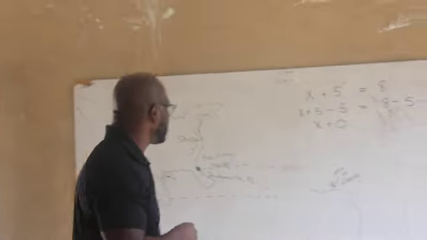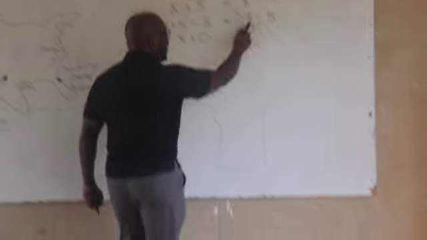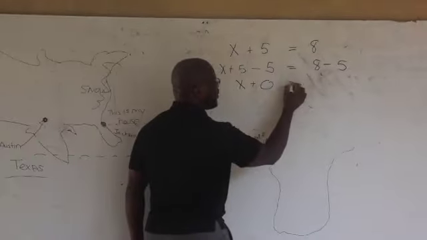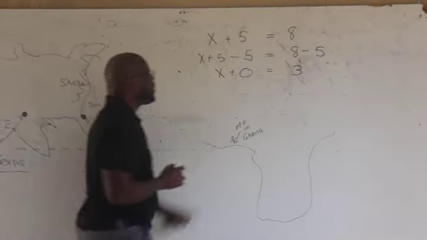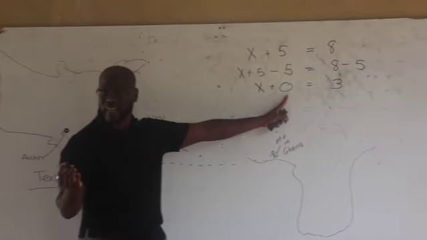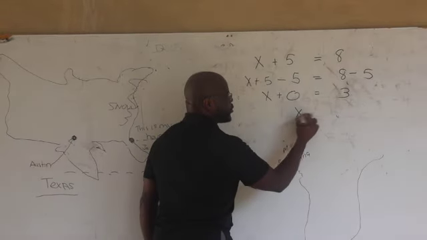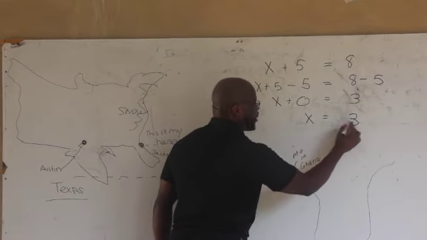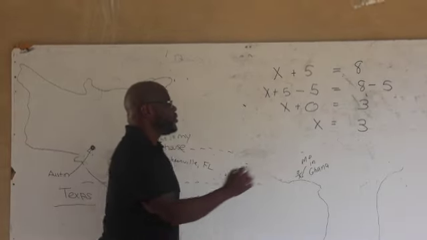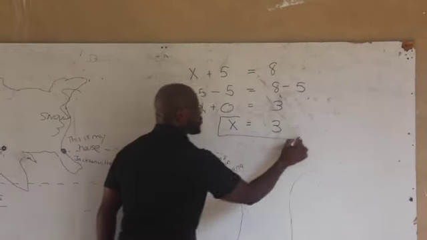All right. So we know that 8 minus 5 is? 3. Exactly. 3. All right. So we have x plus 0, which is the same thing as saying x. Okay. And then you put your equals, and then you have your 3. So right now we've solved it: x equals 3.